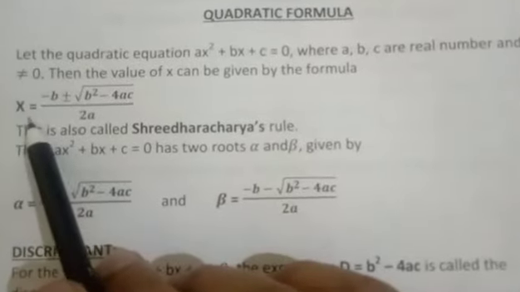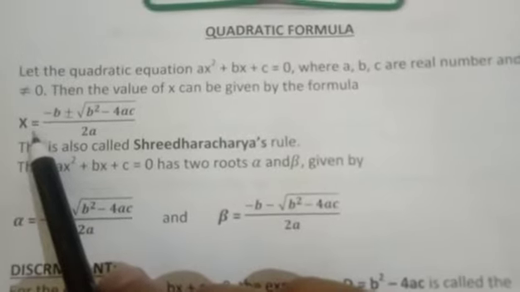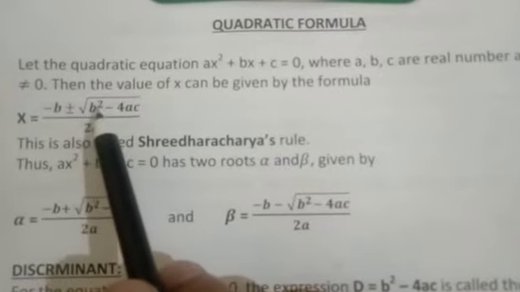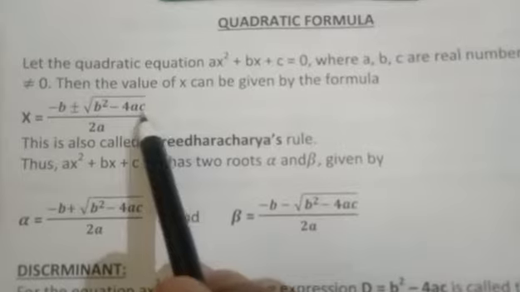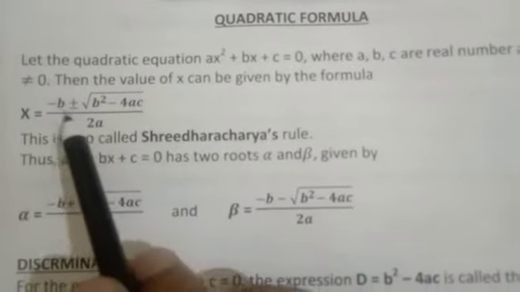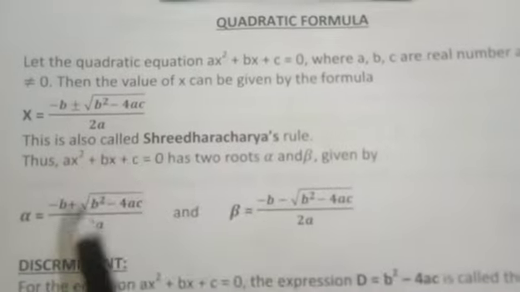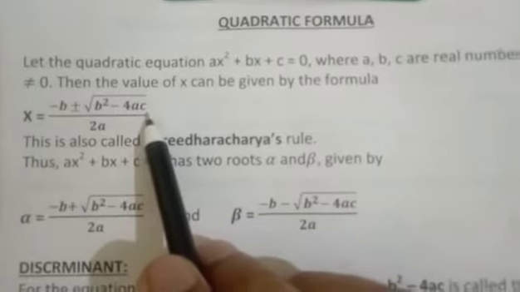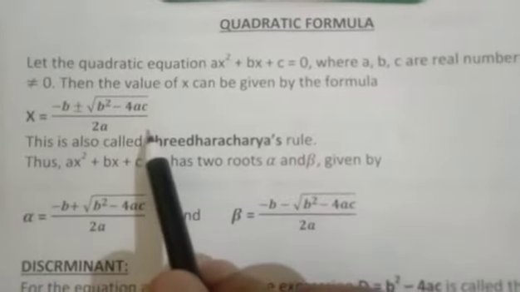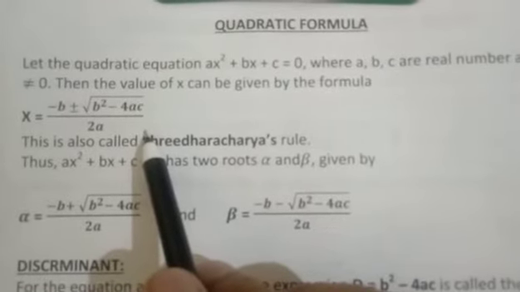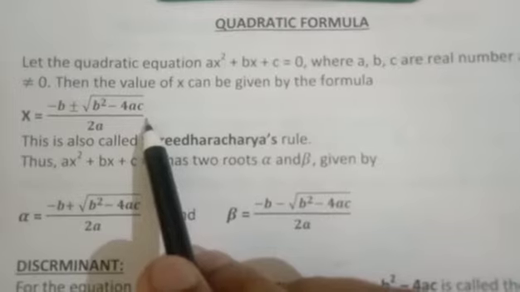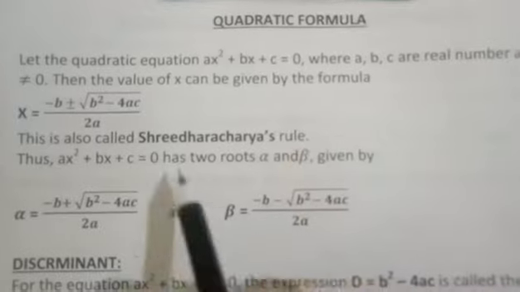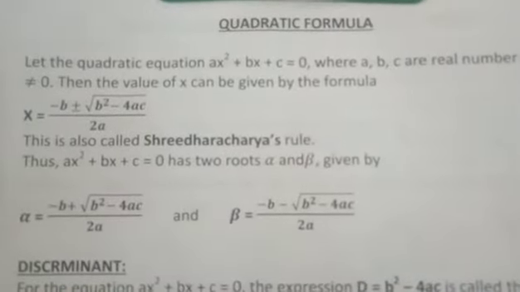So look at here. If you want to find out the value of x, the formula is minus b plus or minus root over of b square minus 4ac by 2a. Now this b is the coefficient of x, a is the coefficient of x square, and c is the constant term. So by using this formula also we can find out the roots of the quadratic equation, and this is known as the quadratic formula. This is also called Sridharacharya's rule. Since Sridharacharya has given this formula, it is also named as Sridharacharya's rule.